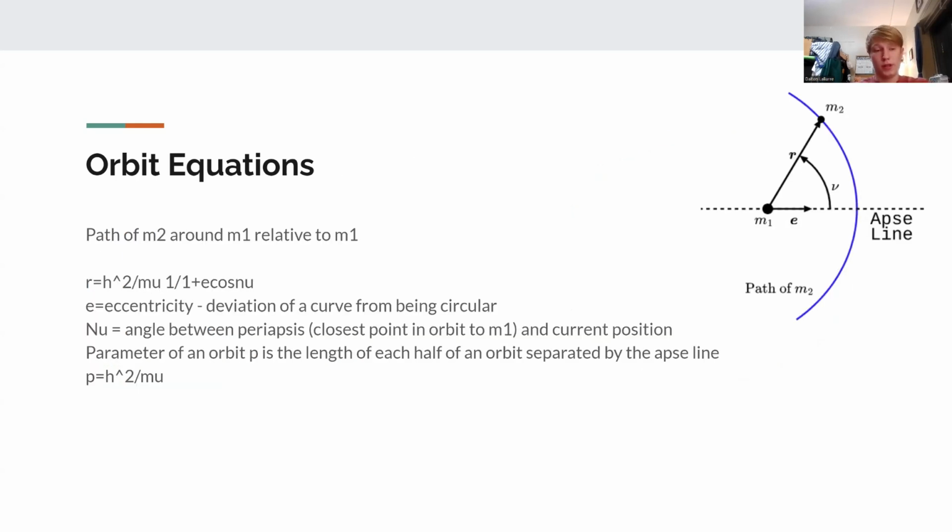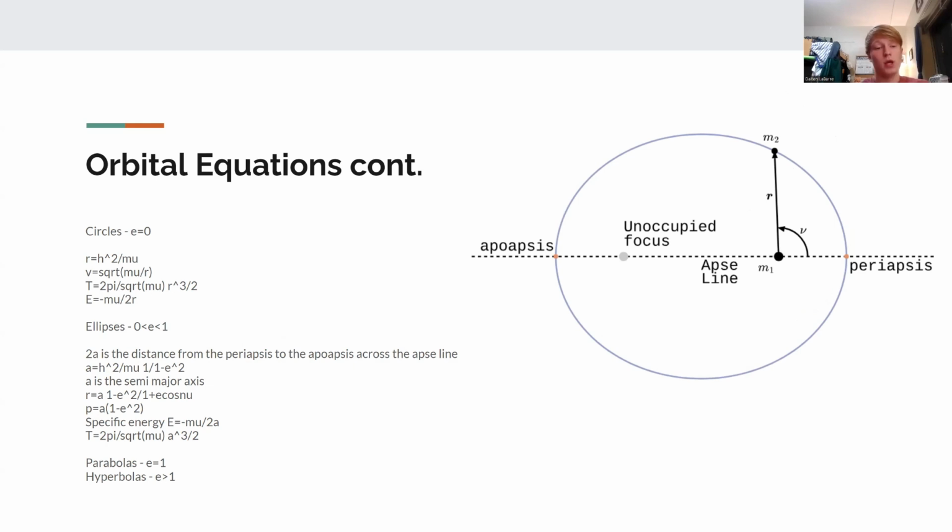So one important thing to note is eccentricity, which is the deviation of a curve from being circular. So if you go to the orbital equations continued, you can see that for circles, it is perfectly circular, therefore e equals zero. For ellipses, it lies between zero and one. Parabolas, it's going to be one, and hyperbolas, it's going to be less than one.